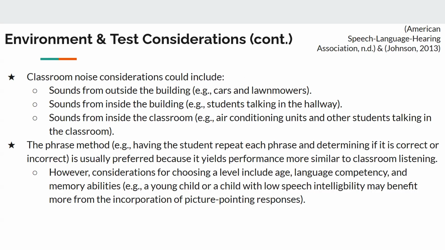The phrase method, which includes having the student repeat each phrase and determining if it is correctly said or incorrectly said, is usually preferred because it yields performance more similar to classroom listening. However, considerations for choosing a level include age, language competency, and memory abilities. So, for example, a young child or a child with low speech intelligibility may benefit more from the incorporation of picture pointing responses.